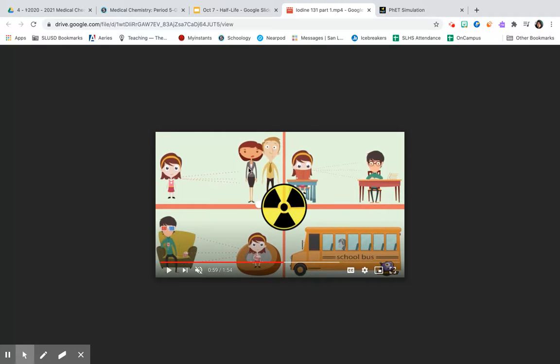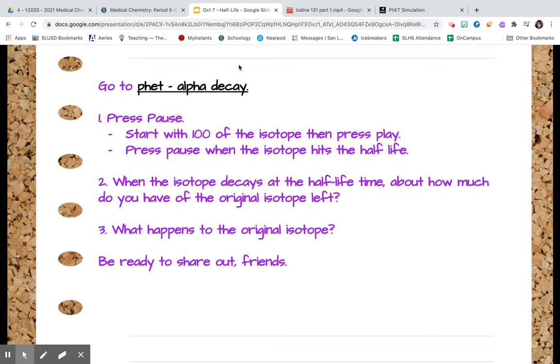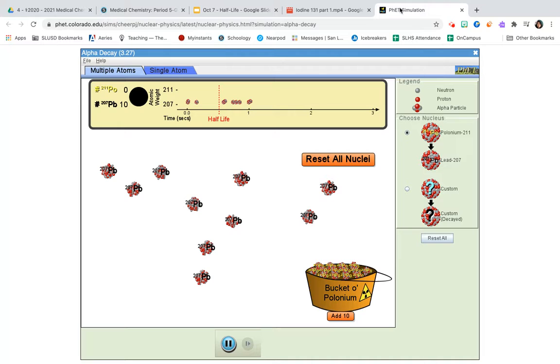And at the hospital, they'll let you know how long to stay in isolation for based off of how much radioactive particles they give you in your treatment for that day, right? So our job as a medical chemist is to calculate how long do they need to stay in isolation or in the hospital, right? But in order to understand that, we need to talk about something called half-life first. So here, let's model what half-life is.